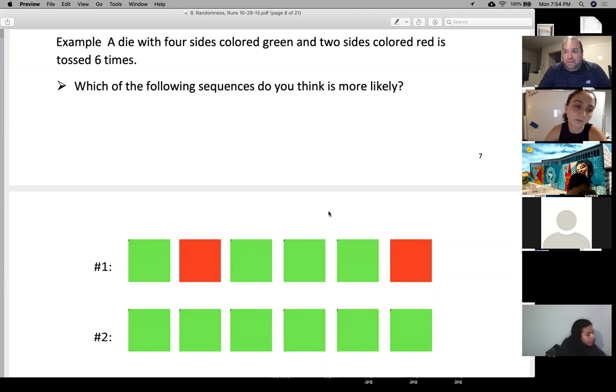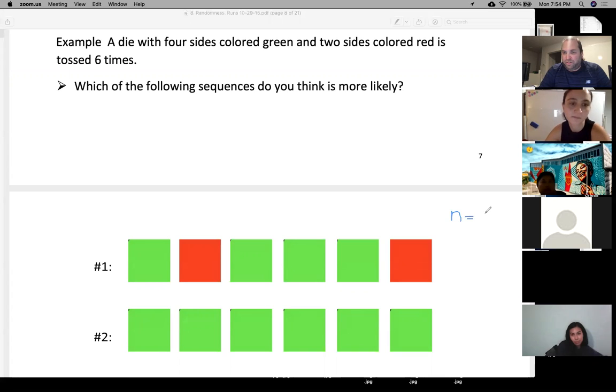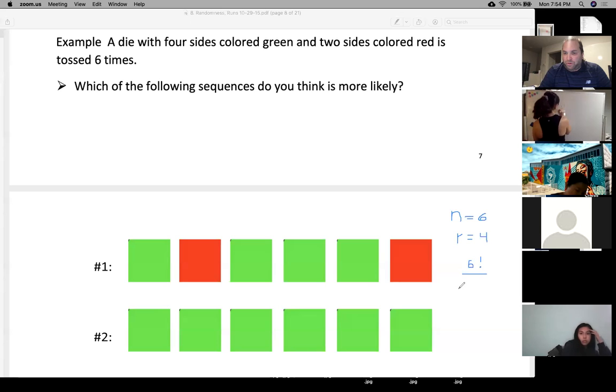So you guys are acting like one chapter's math has no effect on the next chapter's math. Use things that we've learned this semester. Out of the 6 trials, you want 4 of them to be greens where order does not matter. Right. So this is 6 factorial over 2 factorial times 4 factorial. The answer is 15. So there's 15 ways of getting 4 greens and 2 reds.